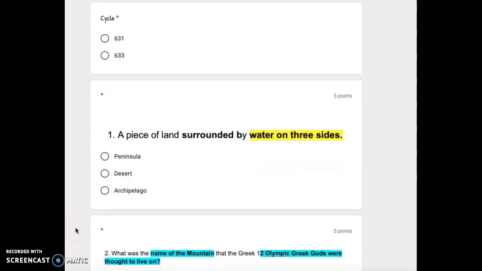Number 1. A piece of land surrounded by water on 3 sides. Is that a peninsula, desert, or archipelago?